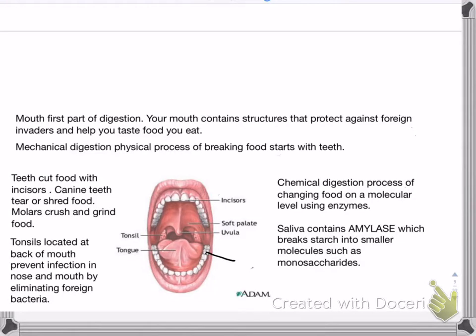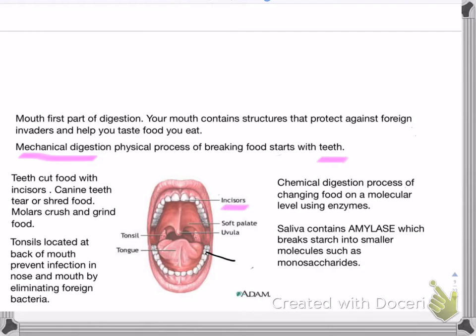The process of digestion begins in the mouth. In the mouth, you have important components that help you to begin the process of digestion. In the mouth, mechanical digestion begins using your teeth. You have specific teeth which break apart the food.